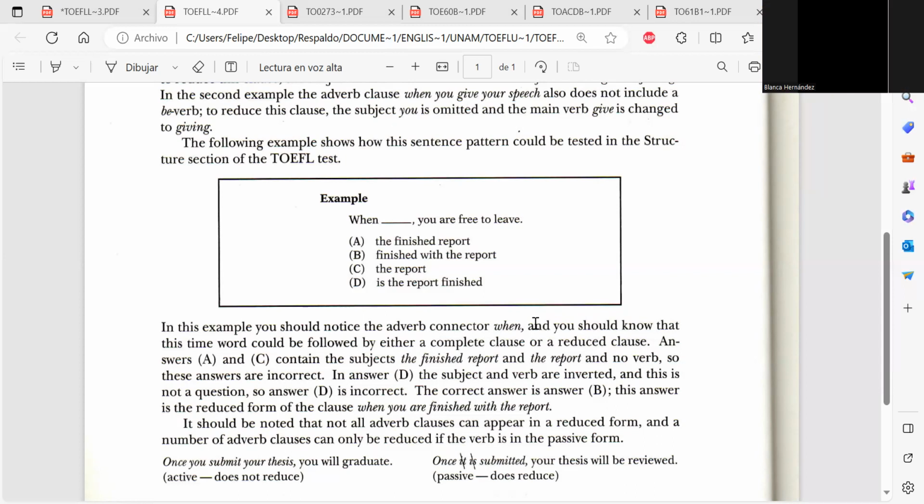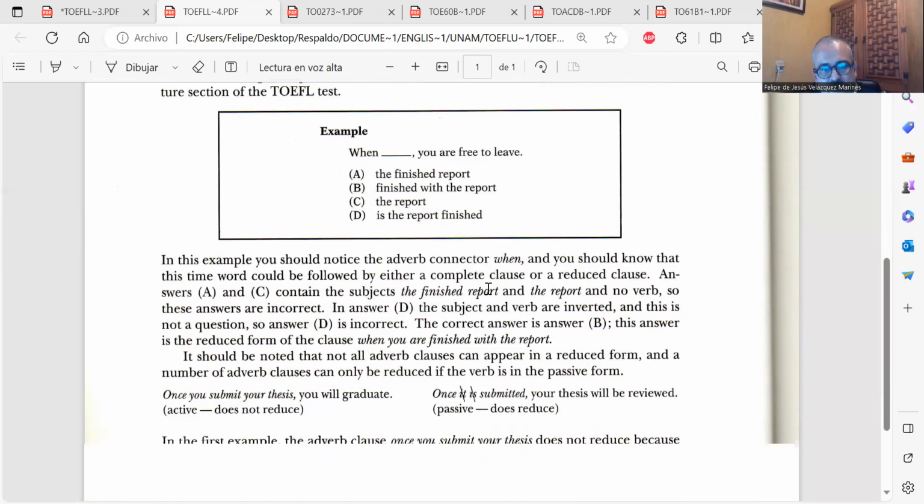Okay, when, letter B. When finished with the report, you are free to leave. Perfect. Very good. When finished with the report, you are free to leave. Okay.